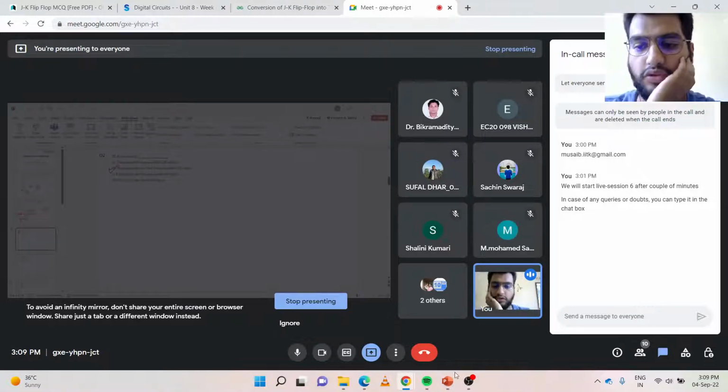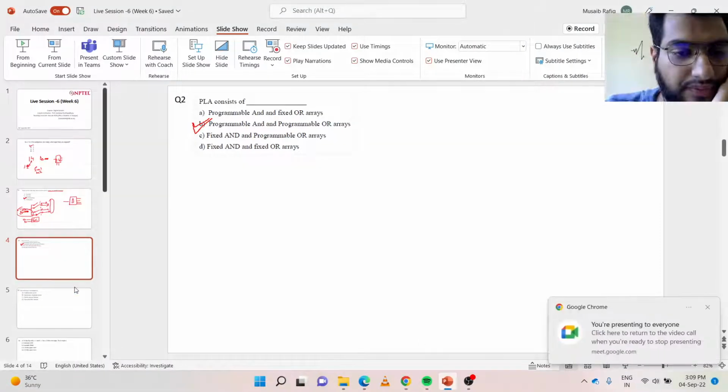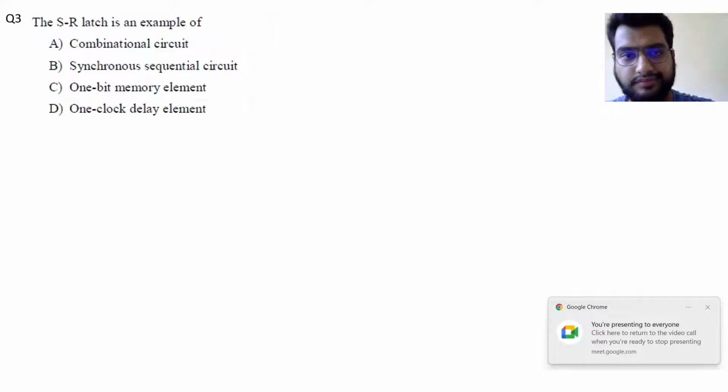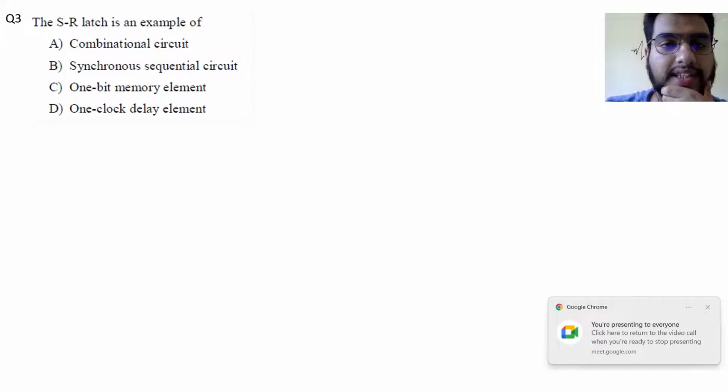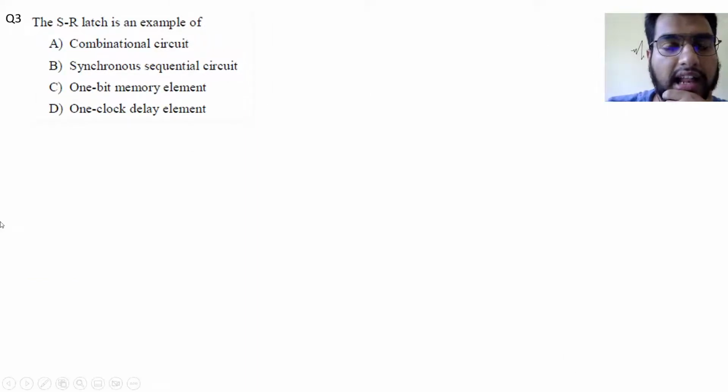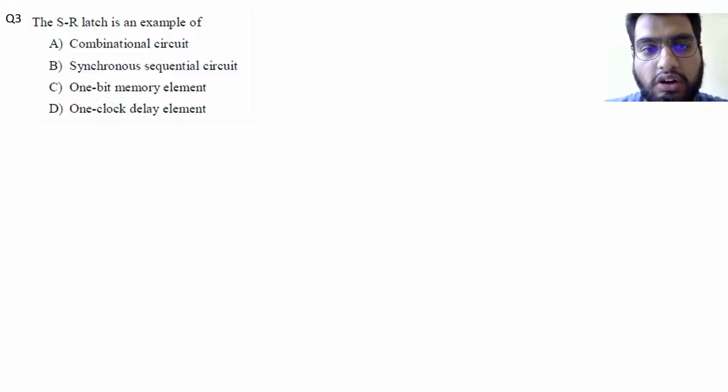So moving forward to the next question, question number 3. Question 3 says that the SR latch is an example of a combinational circuit, a synchronous sequential circuit, a 1-bit memory element, or a 1 clock delay element. This is again a theoretical question.